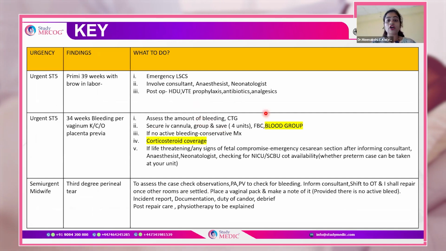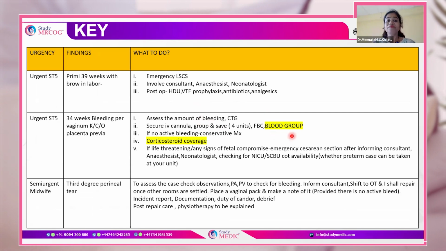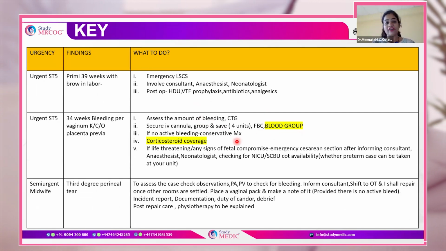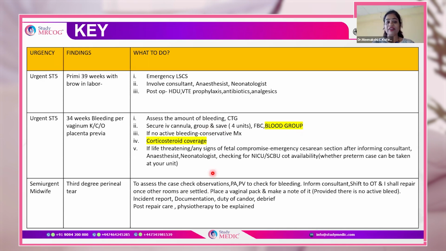Okay, securing the cannula, group and save. Blood grouping is very, very important. Rule out Jehovah's Witness as well. Okay, and if there is no bleeding, yes, you can go for conservative management. Covering with steroids is again very, very important.